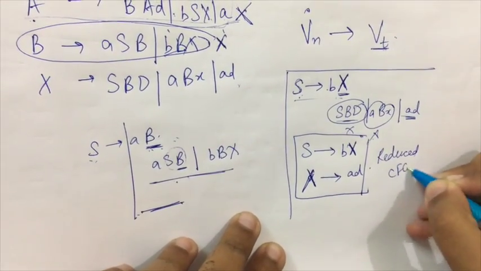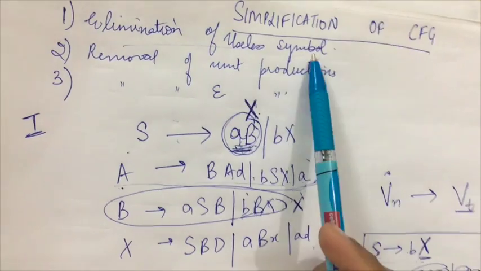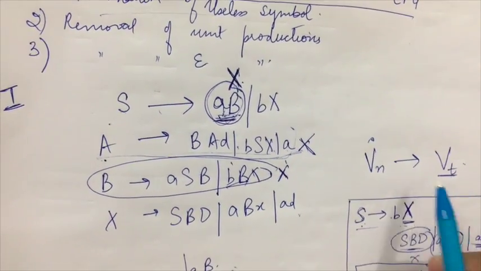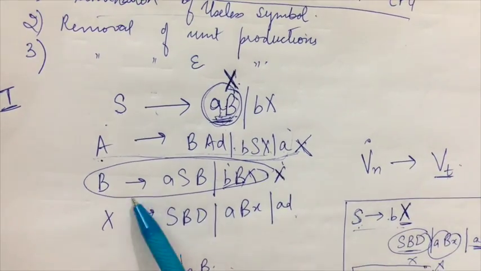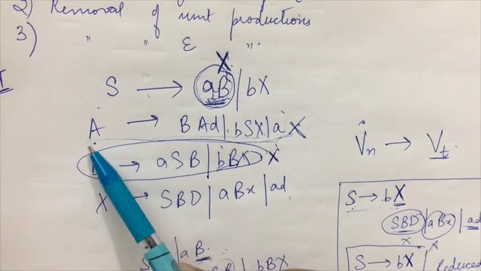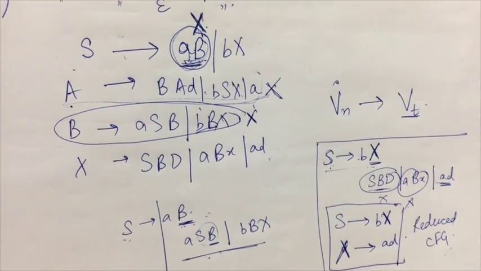So basically our motive while eliminating useless symbols is that whichever symbols will not lead us to a set of terminals, or whichever symbol is not occurring in our starting symbol, or we cannot reach that non-terminal using the starting symbol, we will simply remove them from the production rules.